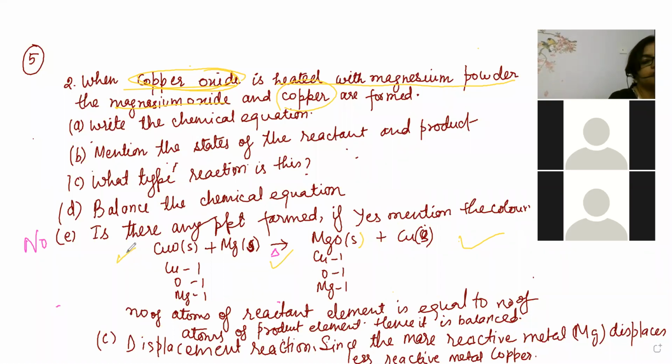Now after that, they told balance. So we wrote the equation and we checked everything is same. Here copper number is 1, copper number is 1. Here oxygen number is 1, oxygen number is 1. Magnesium 1, magnesium 1. So definitely it is a case of balanced chemical equation.